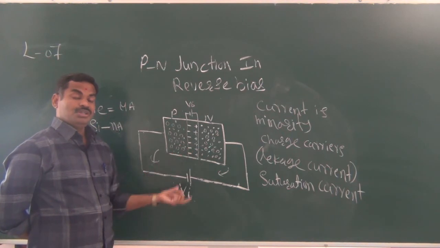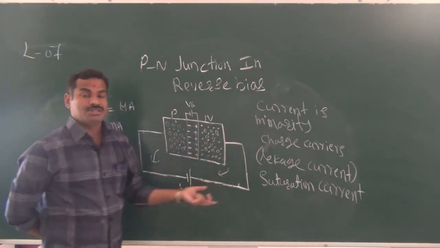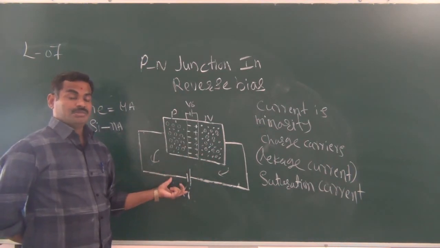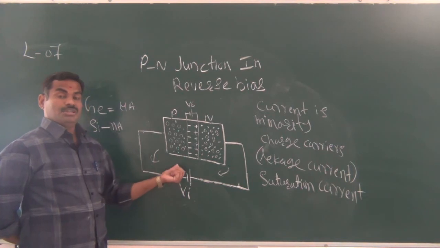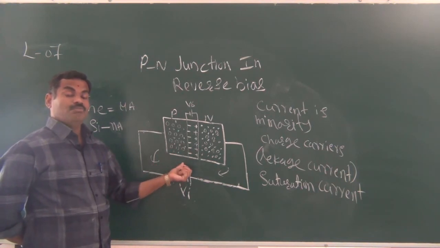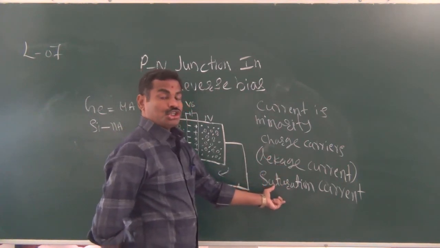It means in the reverse bias the current is because of minority carriers, because the majority carriers are moving away from the junction. That current is the leakage current, and that current is the saturation current.